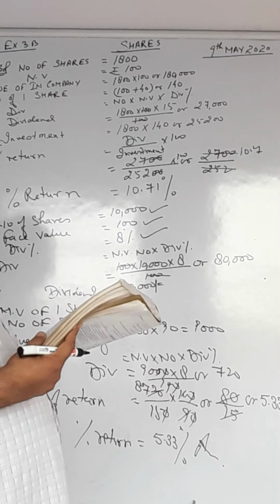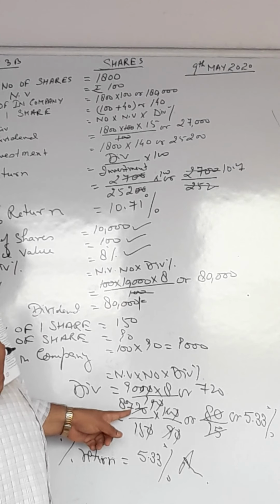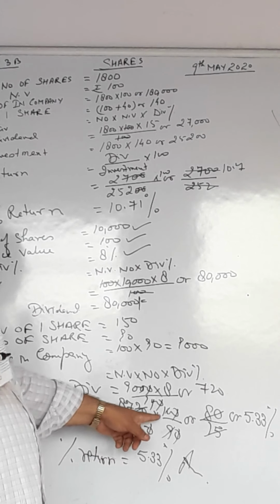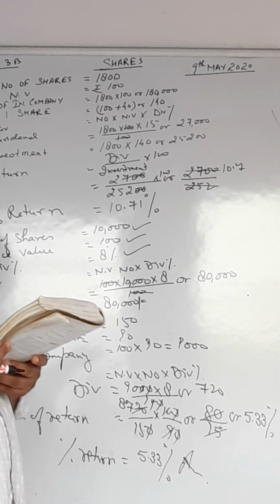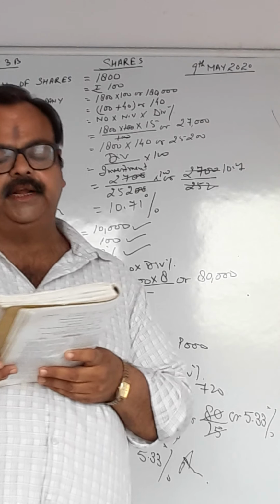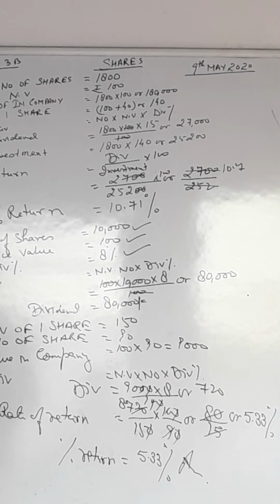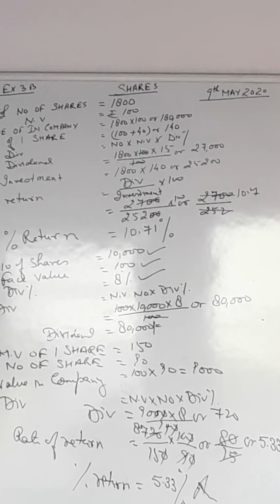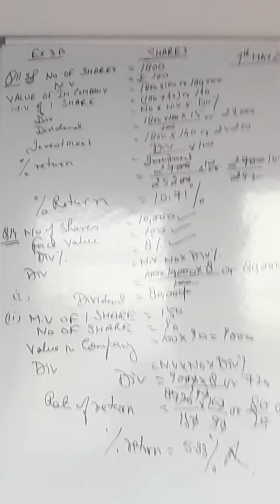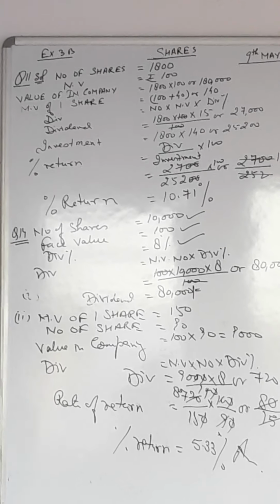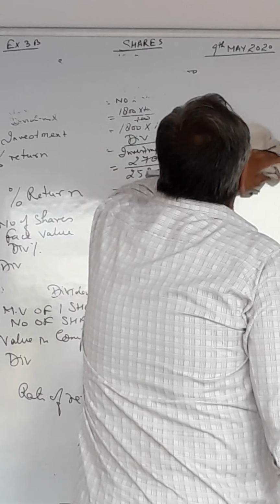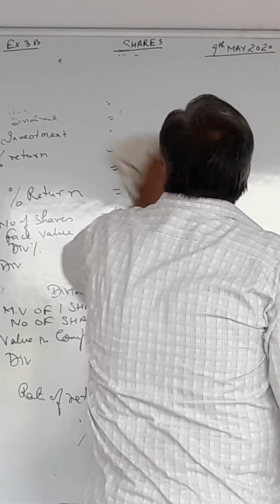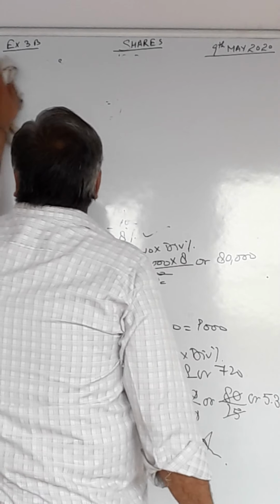Rate of return: how much did he get? 720 upon 150 rupees shares into 90, into 100, equals 5.33% rate of return. This was question number 14. Now come to the next question. You read question number 17. All of you please read question number 17. Note down the given values fast.